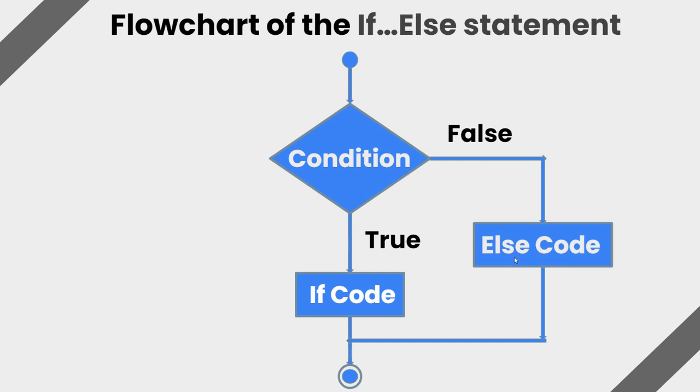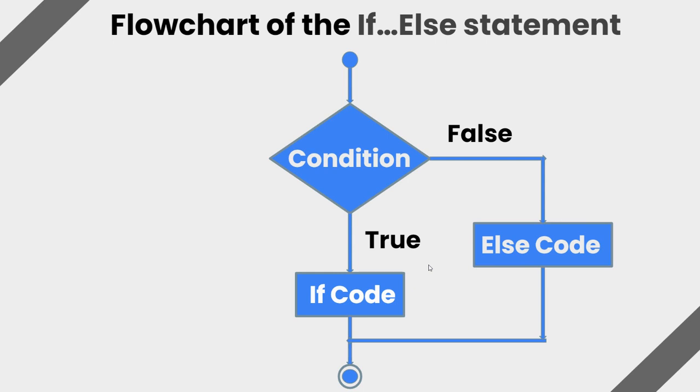So this means that you're going to define another separate code to execute even when the condition was not satisfied or was false. After the execution of the else code, it would bypass the if code and move on to the end of the program. So here, one of these codes would definitely be executed.